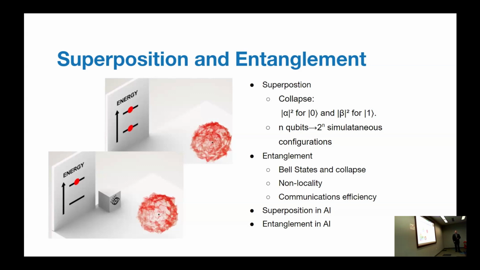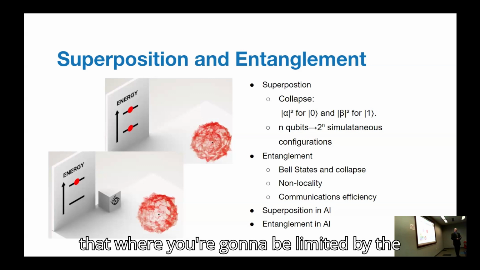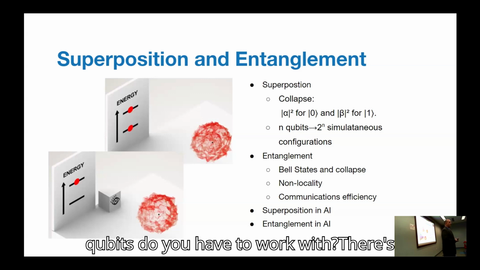How do you decide what can be an n? You said n qubits, right? Right. Now, there's the side of that where you're going to be limited by the framework you're working on. How many qubits do you have to work with?